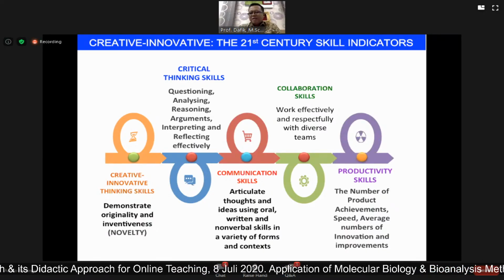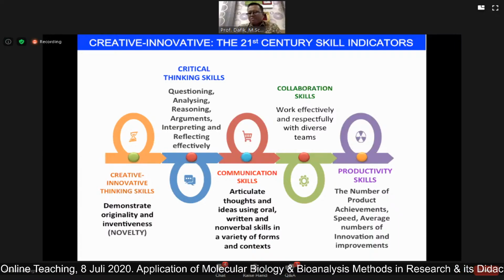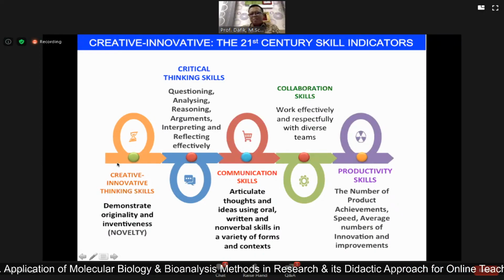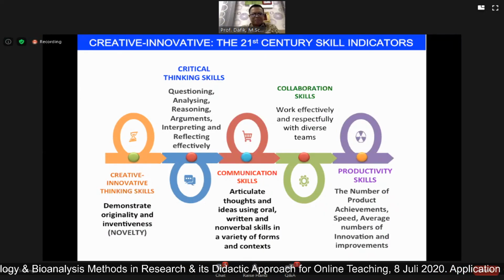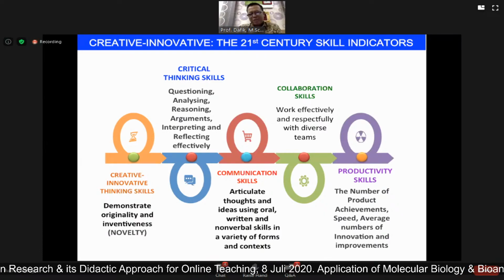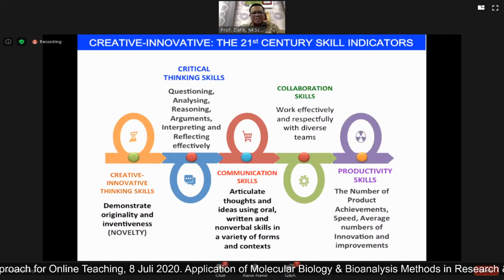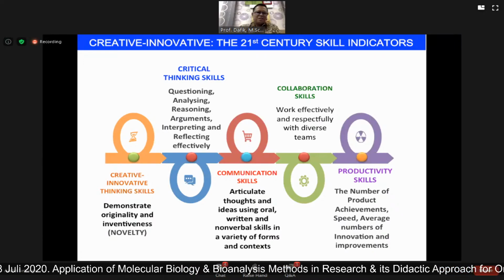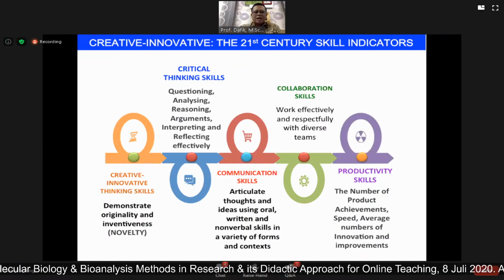So the main indicator, one of the four indicators of creative and innovative skill, is productivity. Productivity is measured by the number of productions, the number of achievements, as well as speed. Even if we can publish something, we can write a book or a monograph, but we take one or two years to write one monograph, for example, it is not a productive person. So in this skill, people can also be assessed by productivity. Even if they are creative and critical, but they are not productive, they are not considered to possess creative innovation.